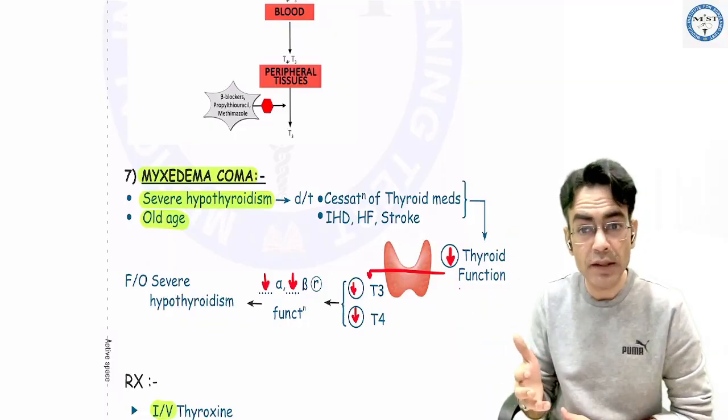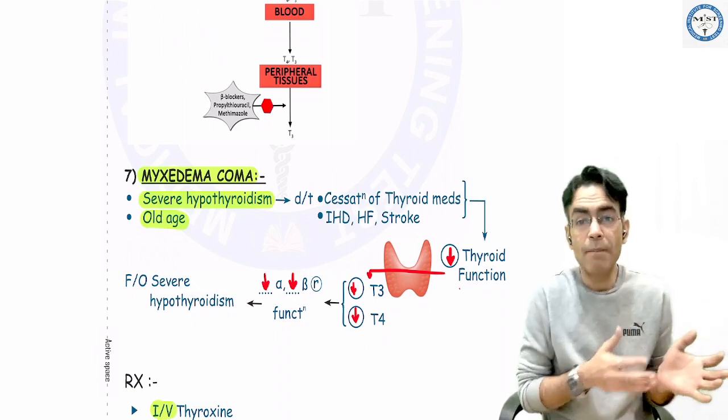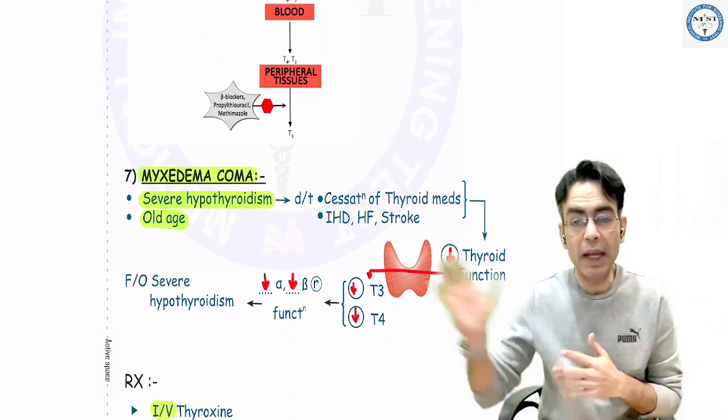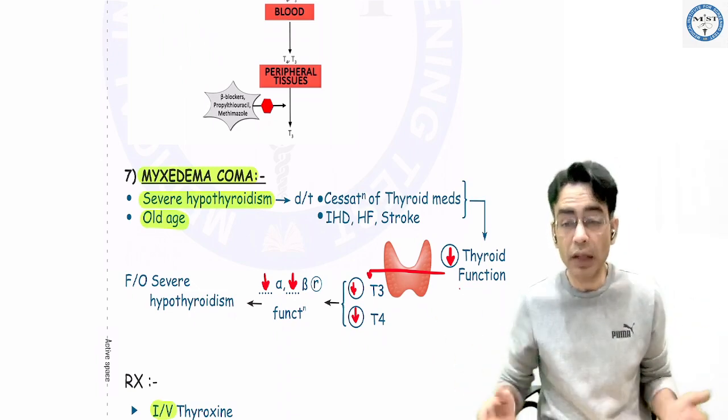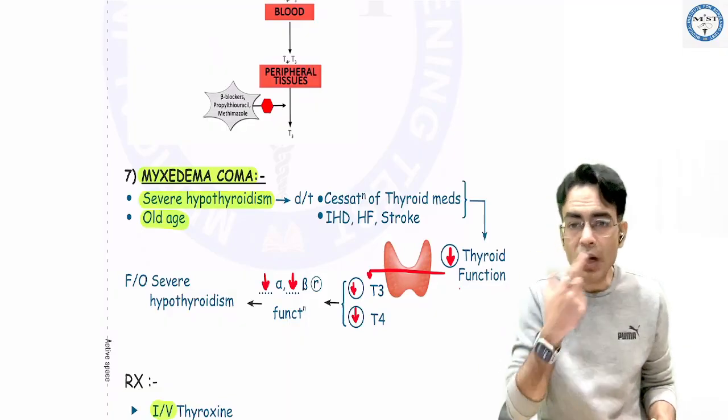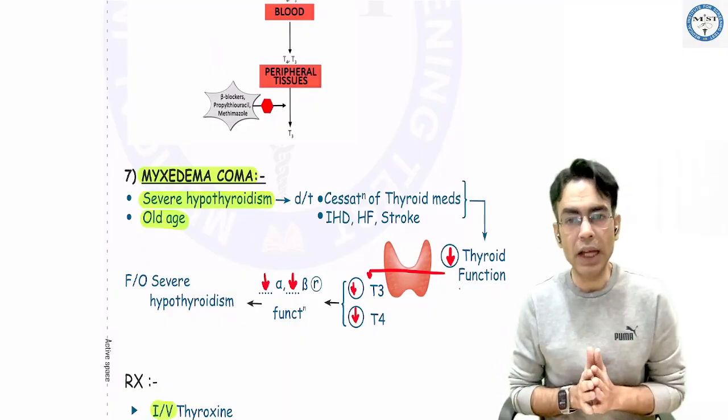and you might see these patients in ICU settings. So what do you have to give? For any hypothyroidism, what is the treatment? Give the thyroid hormone from outside. You cannot give it orally here, so you have to give IV thyroxine.